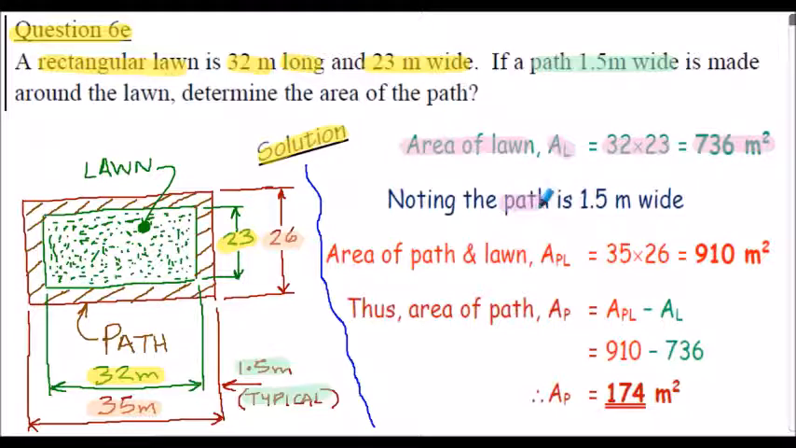Note that the path is 1.5 meters wide, so from our dimensions of the lawn plus the width of the path, the area of the path and the lawn, APL here, is 35 meters multiplied by 26 meters, so 910 meters squared. So the area of the path, AP, is the area of the path and the lawn minus the area of the lawn. So from above that's 910 minus the 736. So area of the path is 174 meters squared.